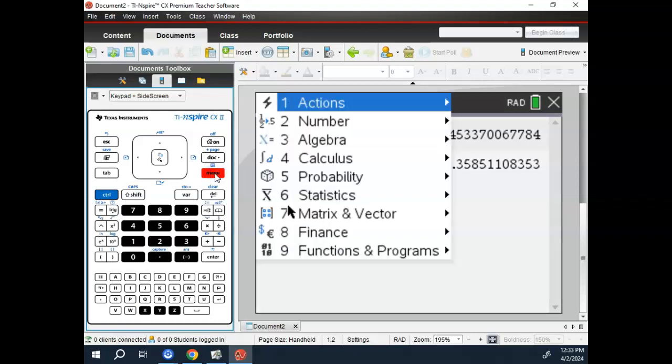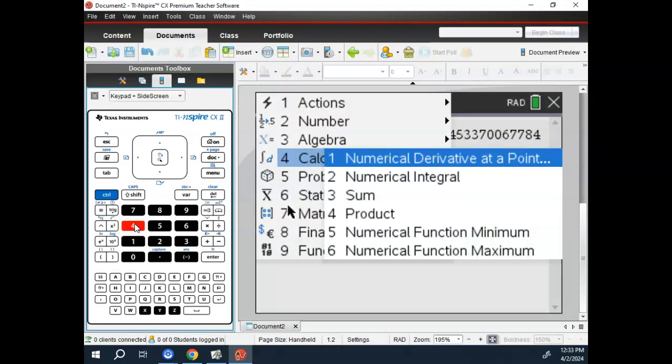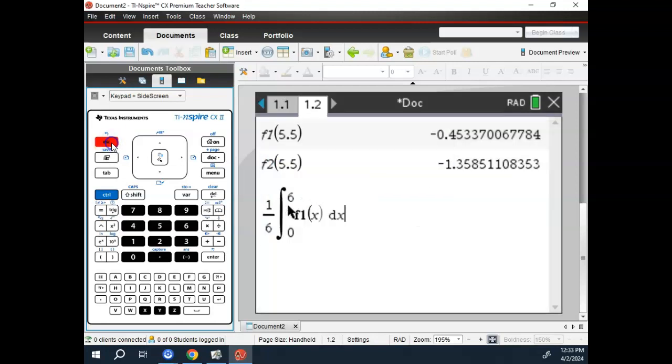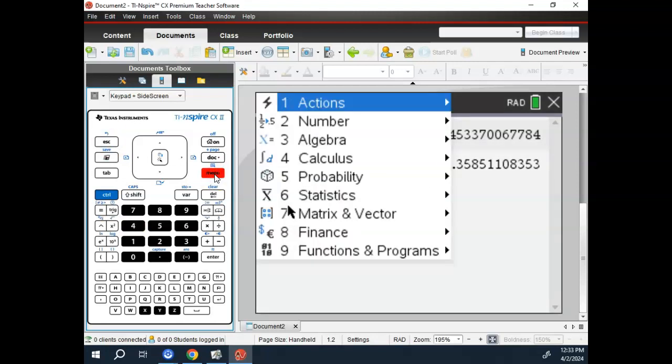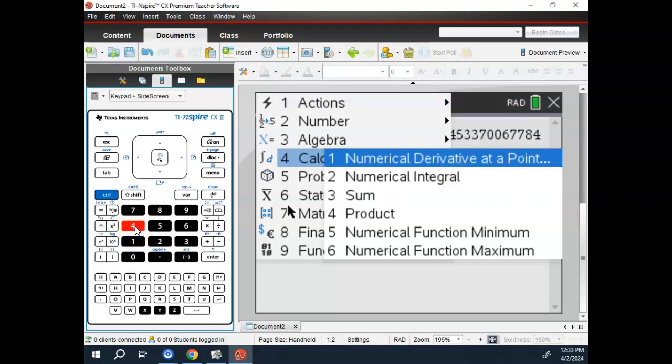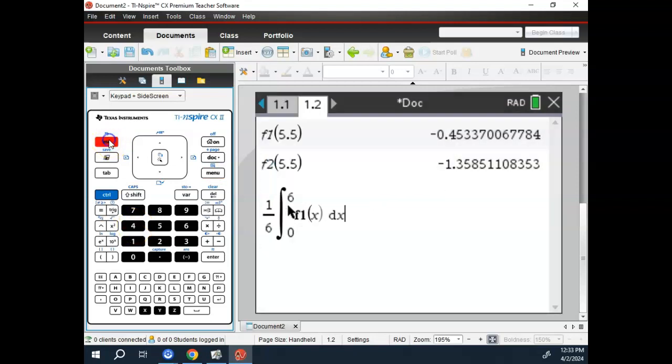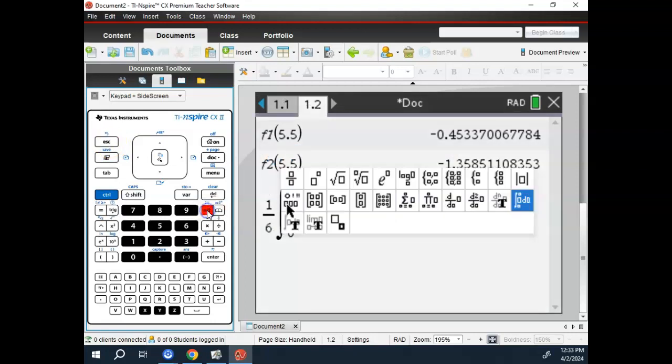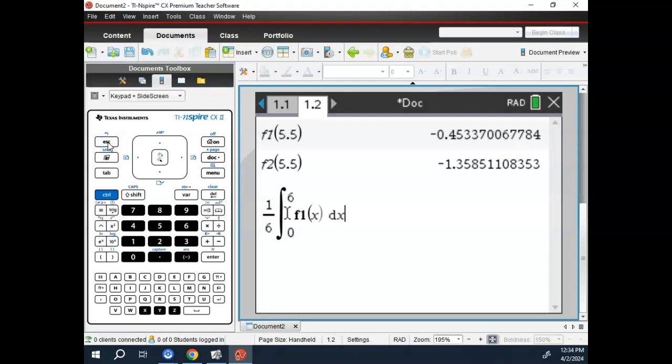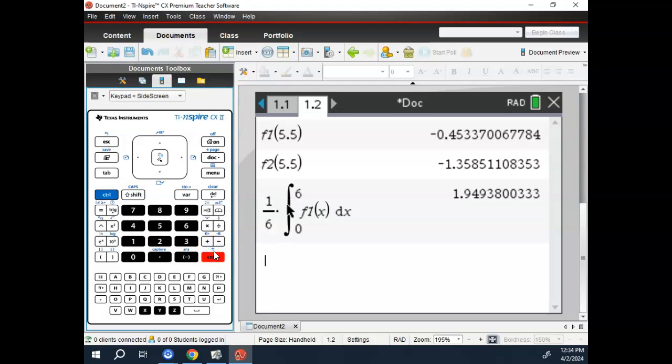I do menu. We're in calculus. And I want the numerical integral, which is 2. Menu. We're in calculus. That's 4. 2 for numerical integral. The other way to do it, I'll just show you. You can hit this little key here, and then you can look at these little tiny things, and you can find that one. You can select that one. That works too. But that's up to you. Okay? Everybody got this okay? We're good? Okay. And then I just hit enter, and there you go. That's it.